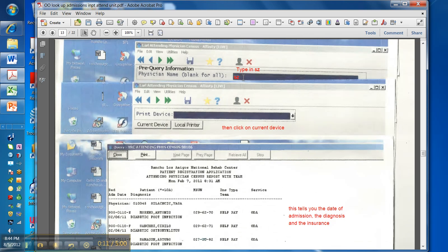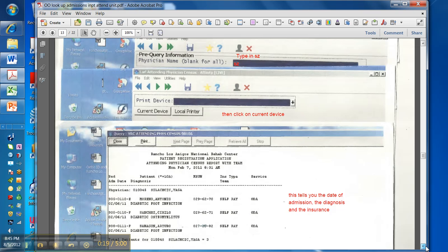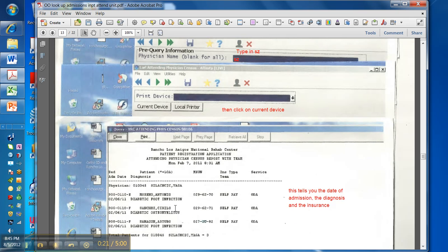Here I typed in SZ for Dr. Slosich. Then I clicked on current device, and then her patient menu comes up here. And this is how I found out what the different diagnoses were. These are all assigned to ODA, but sometimes they're assigned to medicine.